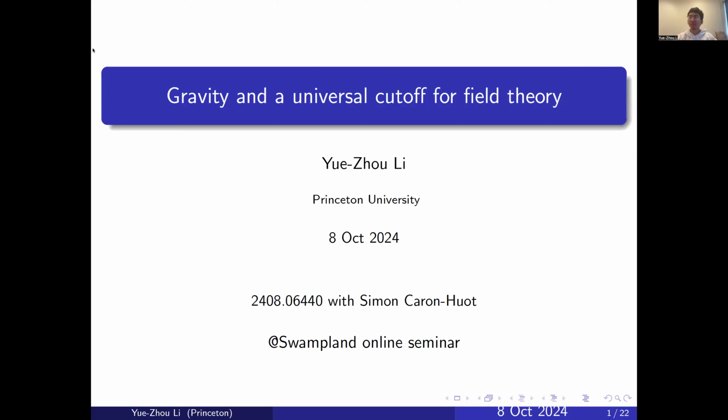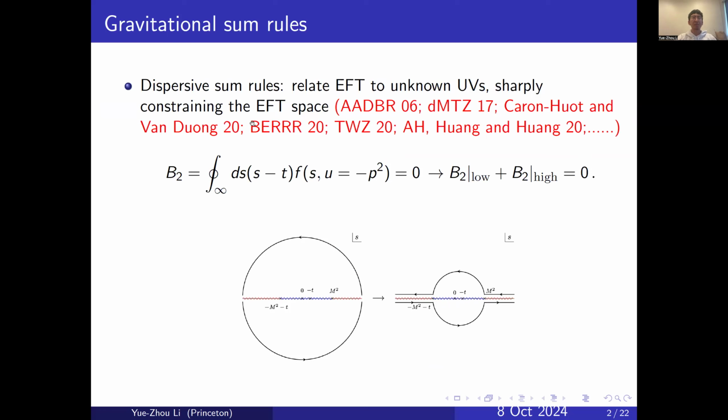So I continue Simon's talk, and probably first, again, just to review a little bit the gravitational sum rule, because this is very important in the following discussions. The idea of the sum rule, as Simon explained, is to relate the low-energy field theory to some unknown possible UV completions. And in recent years people use this fact to constrain the allowed space of low-energy effective field theory and so on. The idea is that we have this amplitude and we assume some high energy behavior so that we can just make a large arc in the complex energy plane. And this arc integral is vanishing.